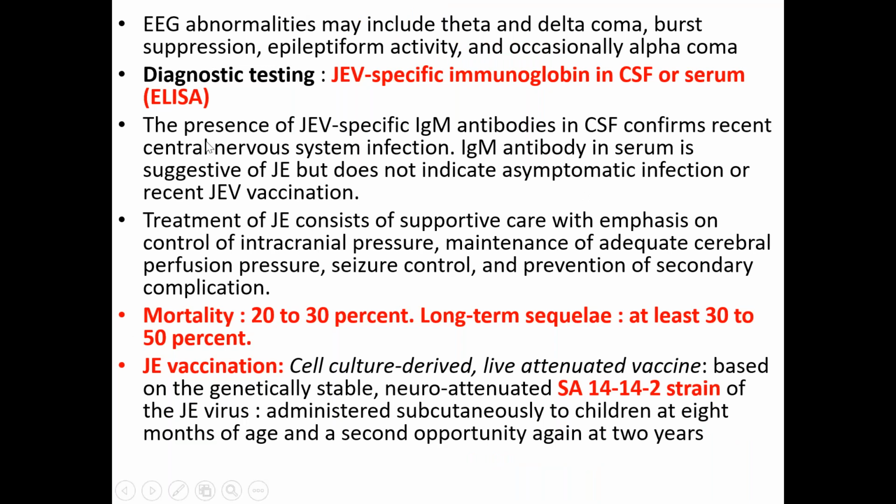In diagnostic testing, Japanese encephalitis virus specific immunoglobulin is detected in the CSF or serum. You have to treat this supportively because unfortunately there is no specific drug against it. What is more important is prevention, because this has a very high mortality rate and long-term sequelae occur in 30 to 50%. So you can imagine, for any patient that comes to us, one third will die and one third to half will have long-term sequelae. So it is important to prevent.